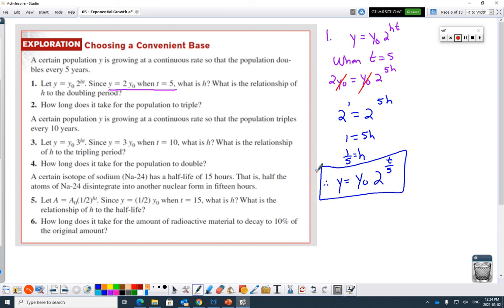What is the relationship of h to the doubling period? No, h is the reciprocal. It was doubling every 5 years, so I put the doubling period in the denominator of h. Okay?